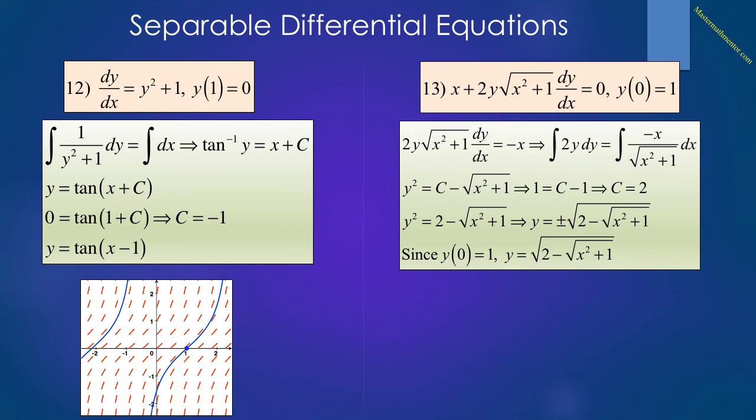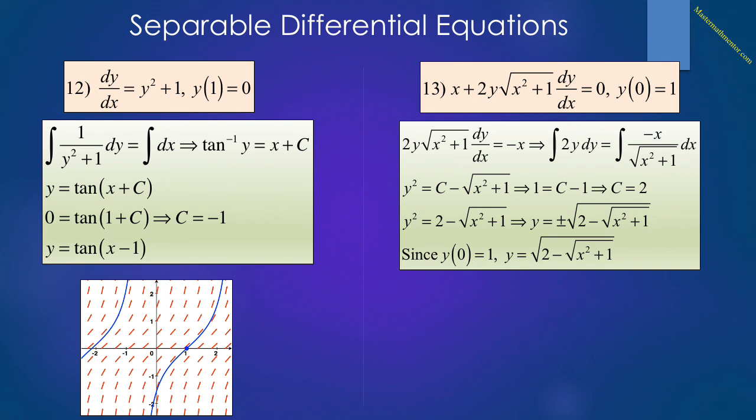The left side is easy, y squared. The right side is, by u substitution, negative the square root of x squared plus 1 plus c, or if you want, c minus the square root of x squared plus 1. We plug in the point (0, 1), and we get 1 is equal to c minus 1, or c is equal to 2.